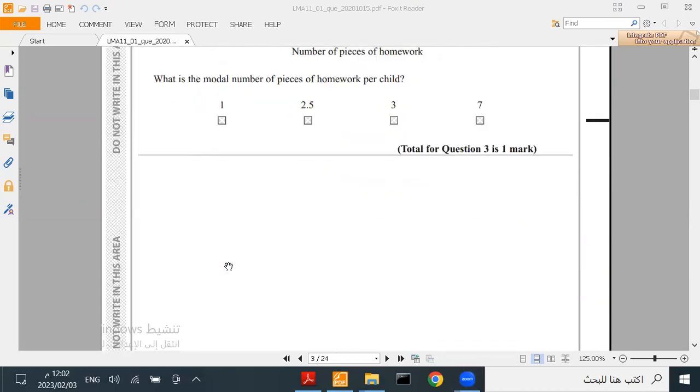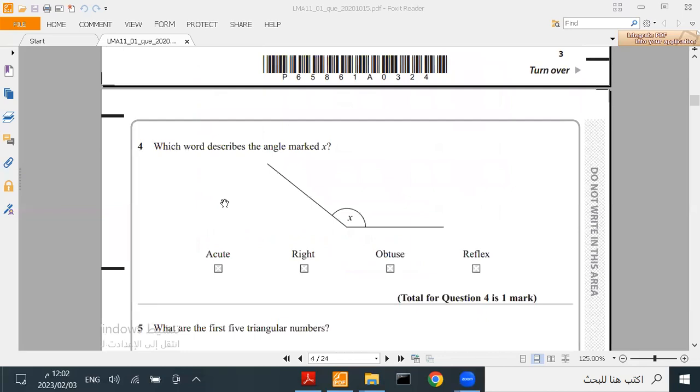This is 1. Which word describes this angle? Let's do it fast. Obtuse? That's an obtuse. Good. Why is it obtuse? Because it's bigger than... like larger. It's like wide. Good. It's larger than 90, less than 180.